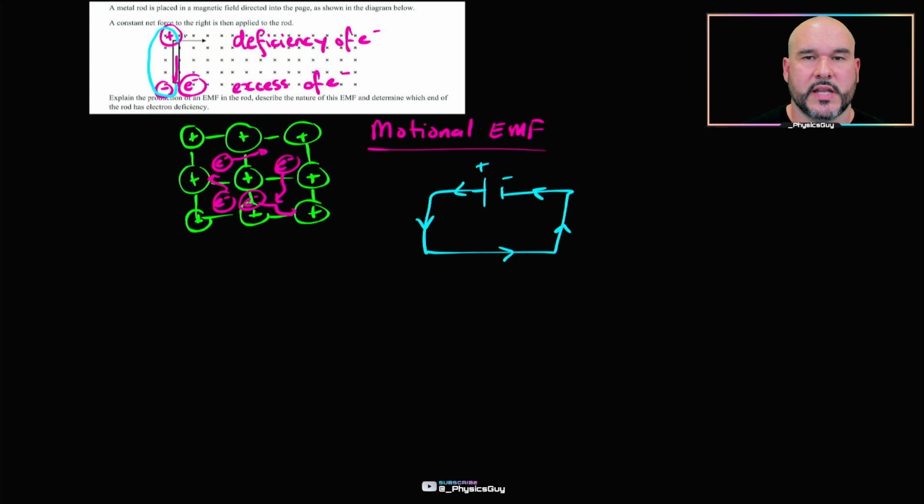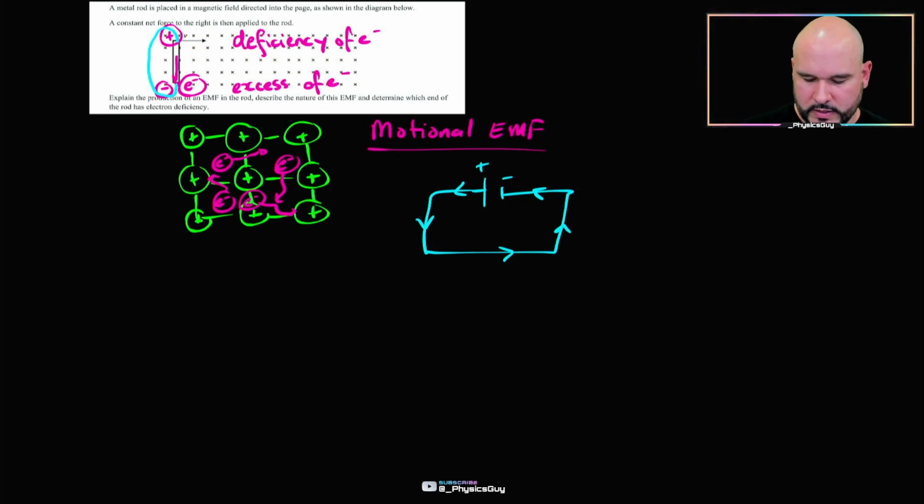So if it's a constant net force acting towards the right, what's the rod going to do? The rod is going to accelerate. It's going to move more quickly. If it's going to move more quickly, then it's going to cut lines of flux more frequently, and therefore the induced EMF is actually going to increase.